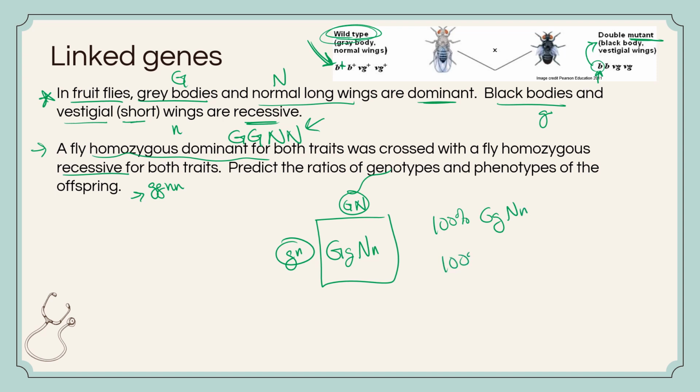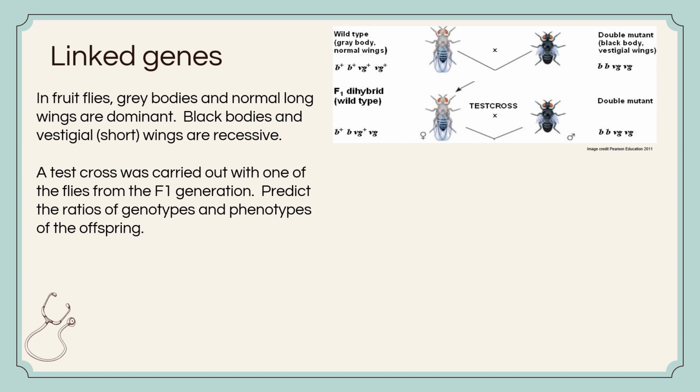That means 100% will have gray bodies and normal long wings. That was an easy one, right? Let's do another one. Let's do another example with Drosophila still, but now I'm going to do a test cross.